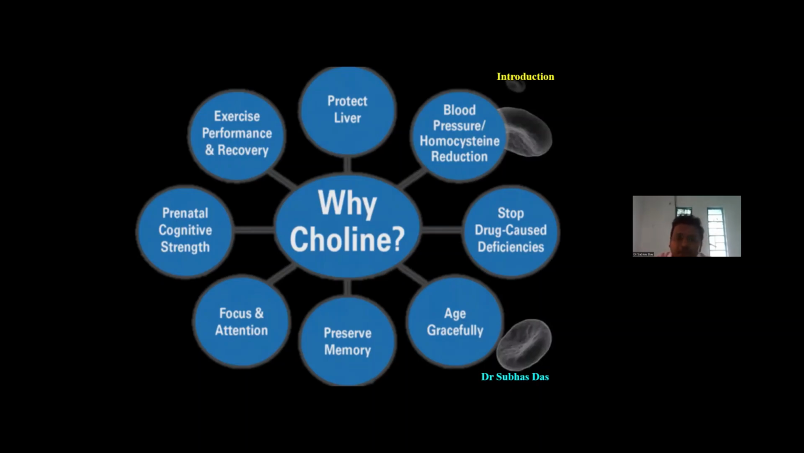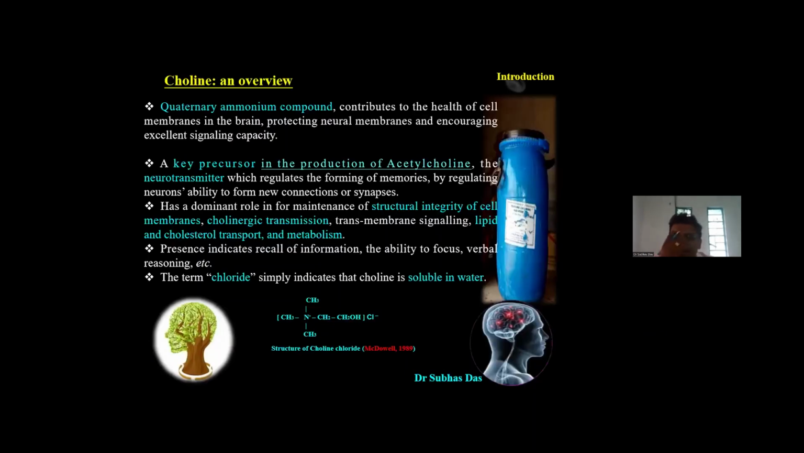And there are so many other activities of choline. From there, we can see the different activities of choline. So in our study, choline is nothing but a quaternary ammonium compound. It contributes to the health of the cell membrane in the brain, protecting neural membranes and encouraging excellent signaling capacity. It's a key precursor in the production of acetylcholine.